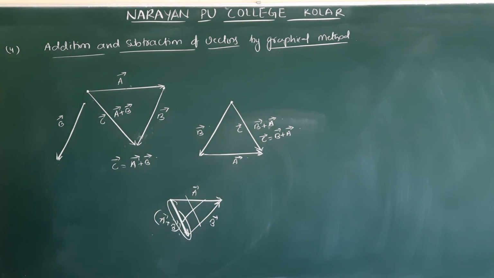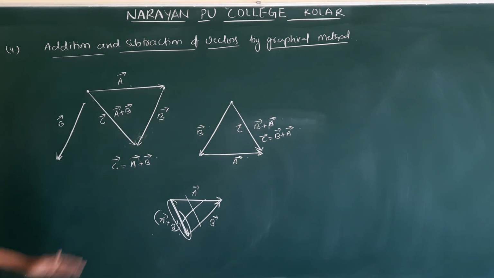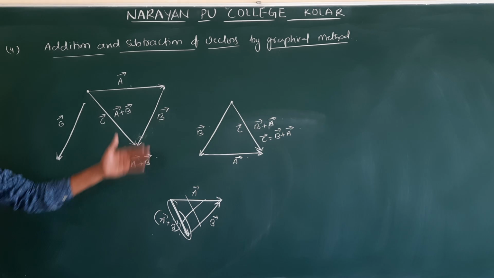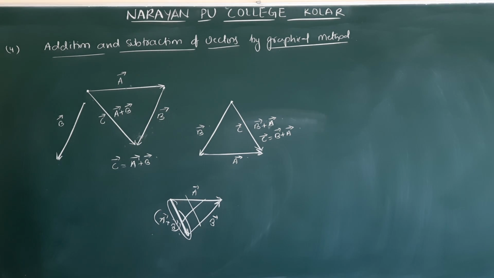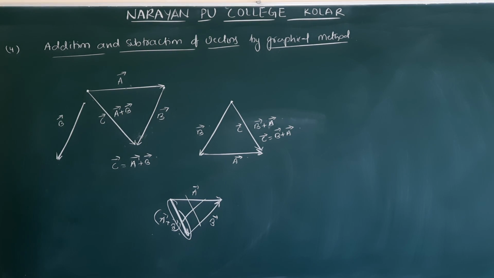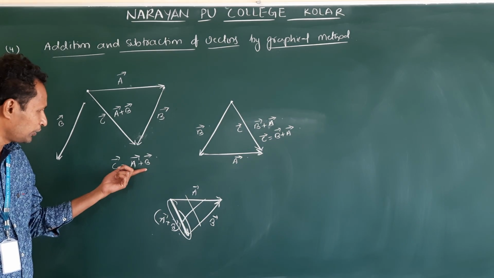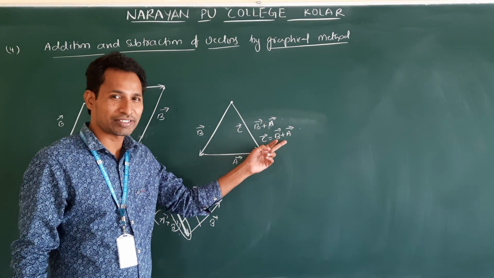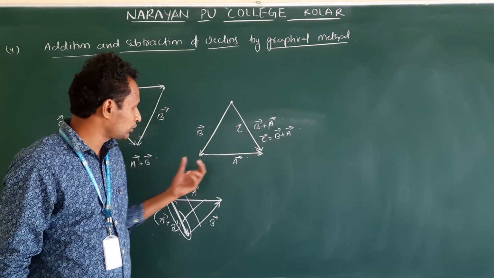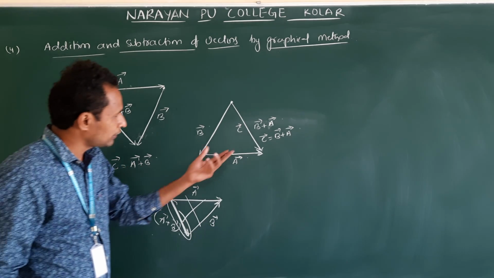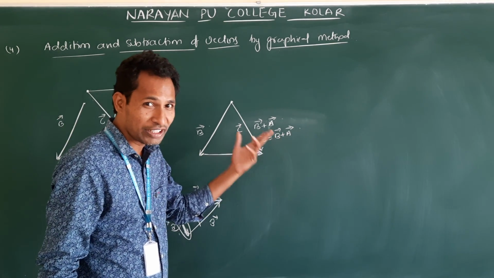So this we call it as the method we follow. We call it a graphical method. Clear? Now here C is equal to A plus B. C is equal to B plus A. So both C is equal to A plus B and C is equal to B plus A give the same result.